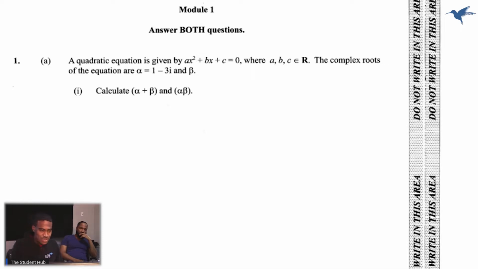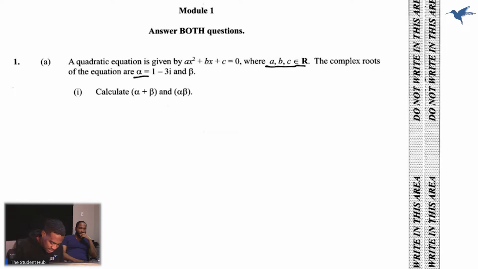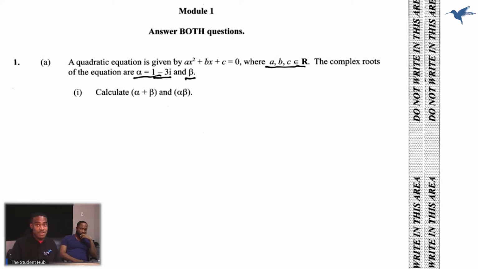So key things to note about the question. Before I do any question, I always suggest to my students you underline the key things that you're seeing. So the key thing, they give you the quadratic equation and they say a, b, c are elements of the set of real numbers. That's really key. Complex roots are alpha is equal to 1 minus 3i and beta. They say calculate alpha plus beta and alpha by beta. To calculate that, well, we have alpha, but we don't have beta, and that's the problem, right? So we need to try to find out what is beta.